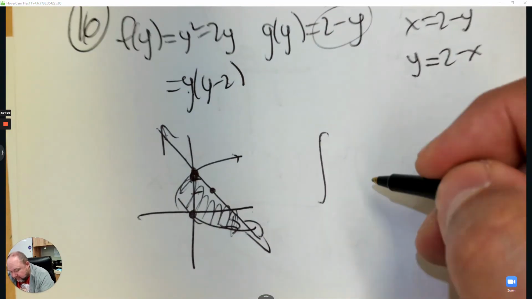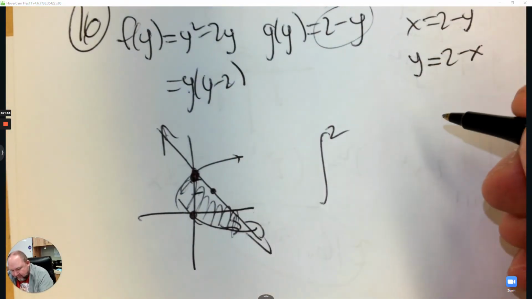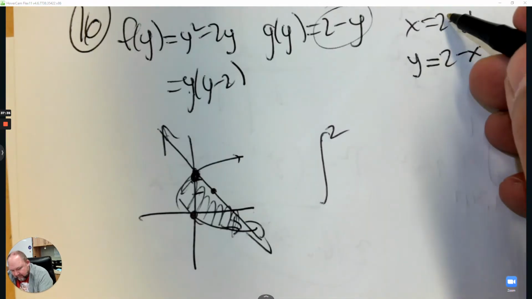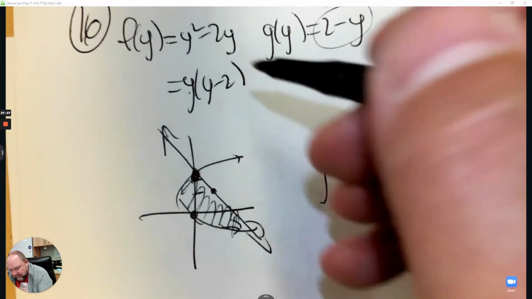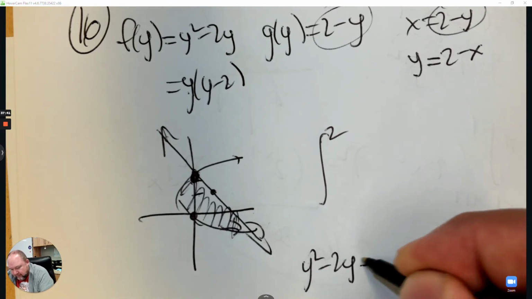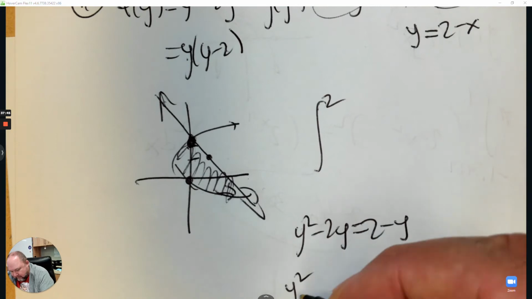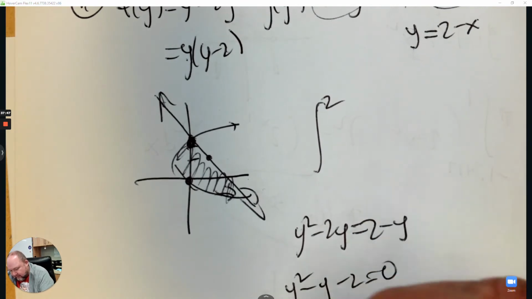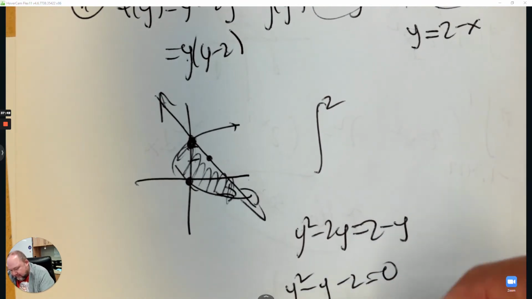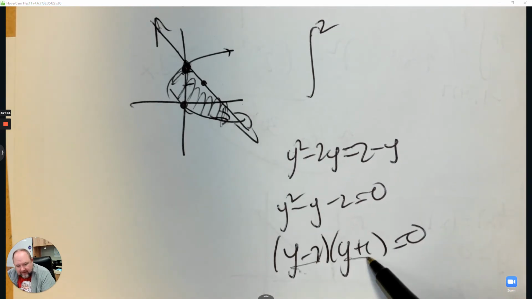It's going to be right, subtract left. So I need to know the y value. So I know the upper y value is 2. I'm going to make them equal to each other and solve it for the other bound. So y squared minus 2y, 2 subtract y. And we're going to solve that. So you're going to add y and subtract 2, and you're going to factor it. So your two bounds are positive 2, which we knew, and negative 1 is the other one.